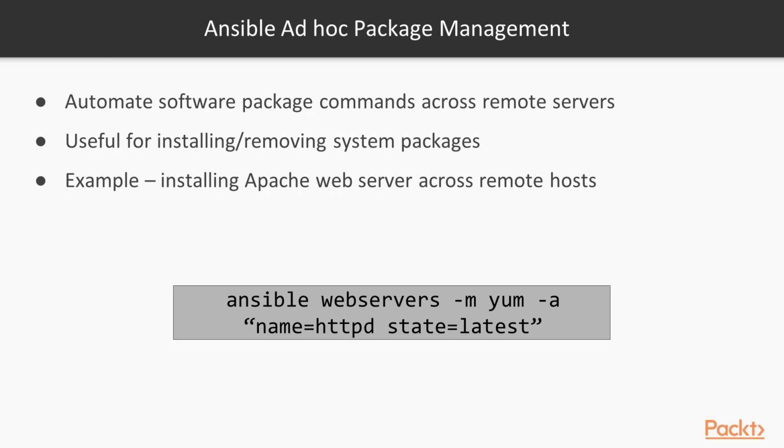We're going to be running Ansible against the web servers group inside of our inventory file. We're going to be passing the yum module, or the yum command, with the action of httpd, which is the name of the Apache web server package, and its state should be the latest. So let's see what happens.